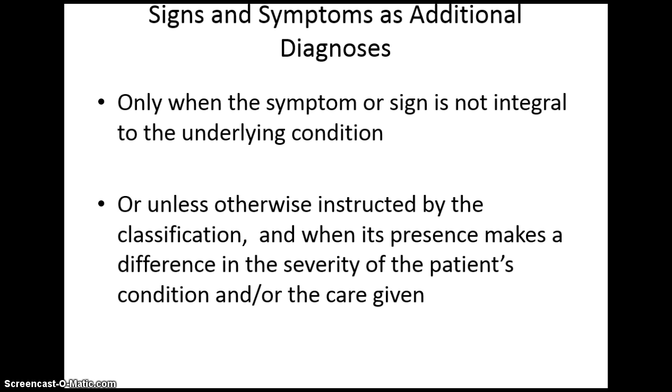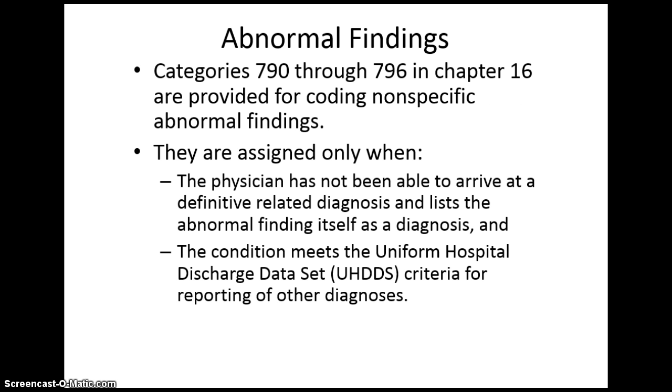Let's talk about abnormal findings, which are coded to categories 790 to 796. These are assigned only when the physician has been unable to arrive at a definitive related diagnosis and lists the abnormal finding as a diagnosis in itself, and when the condition meets the UHDDS criteria for reporting of other diagnoses. It is very rare to assign one of these codes during an inpatient acute care stay.